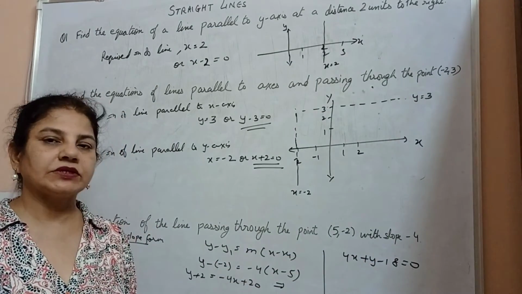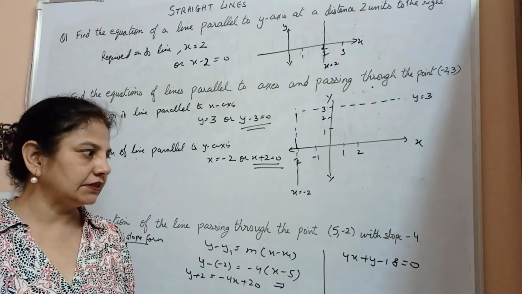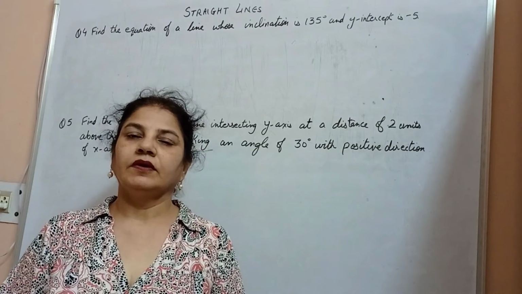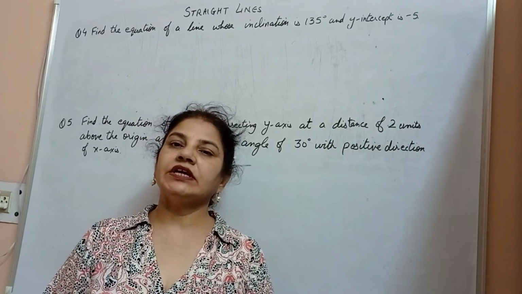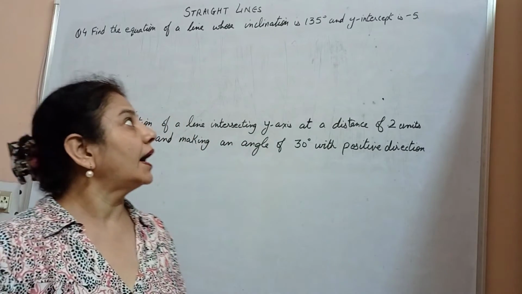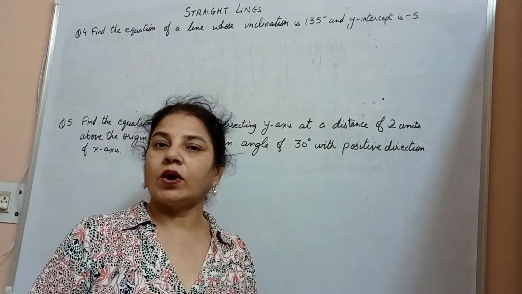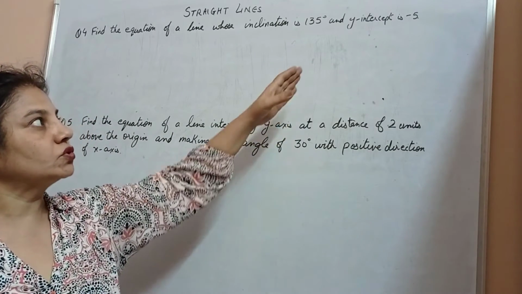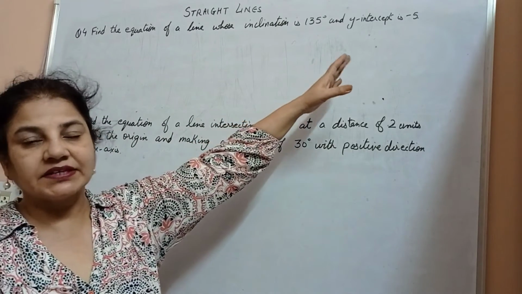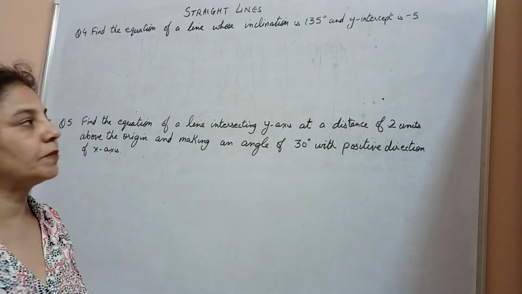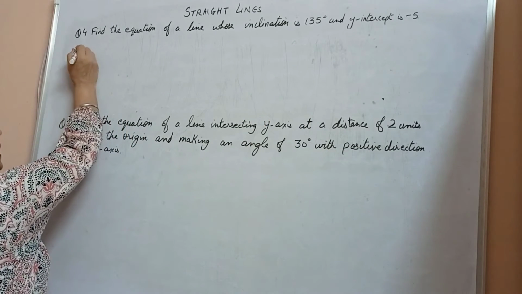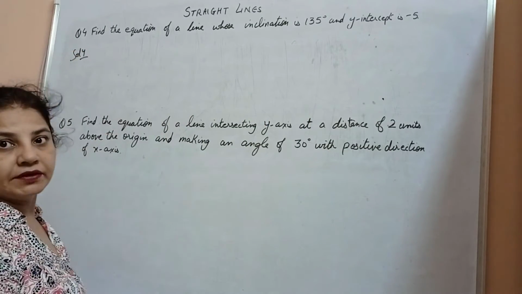The required equation is 4x plus y minus 18 equals 0. Find the equation of a line whose inclination is 135 degrees and y-intercept is minus 5. So we say the required equation of a line passing through 0 comma minus 5, as the y-intercept is minus 5. So it passes through the point 0 comma minus 5 and makes an angle of 135 degrees.